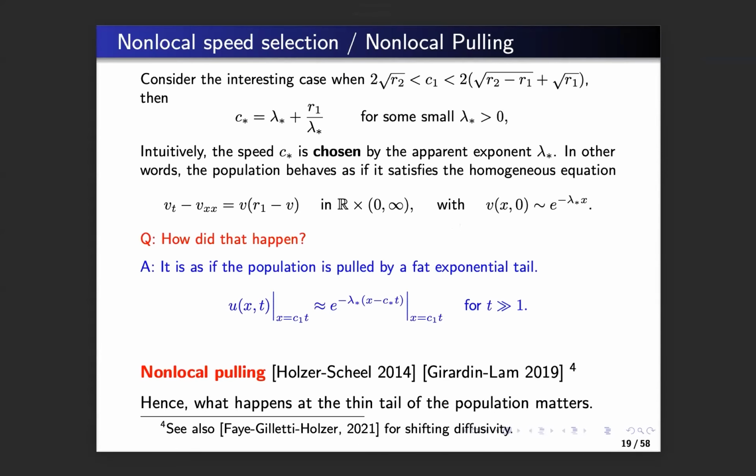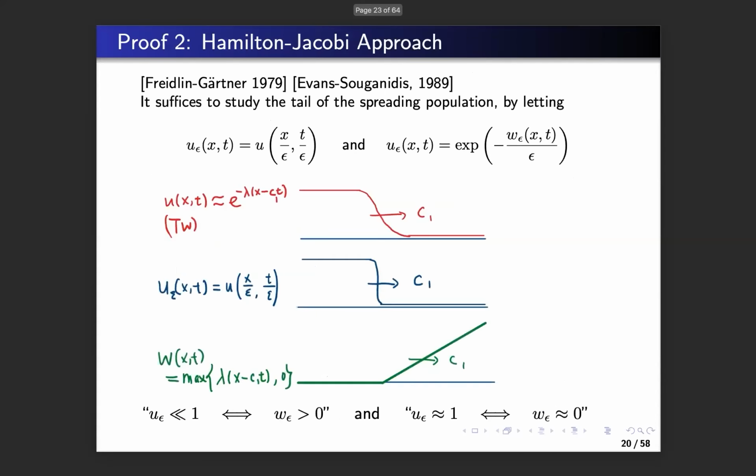Apparently what happens in the thin tail ahead of the population plays a big role in this kind of phenomenon. This motivates a second approach. If you want to study the tail of an expanding population, a good tool is the Hamilton-Jacobi approach.